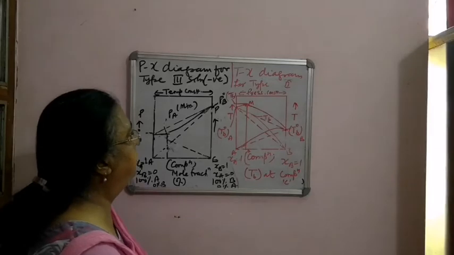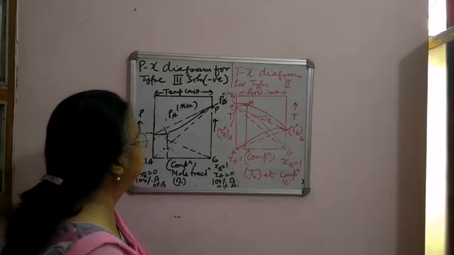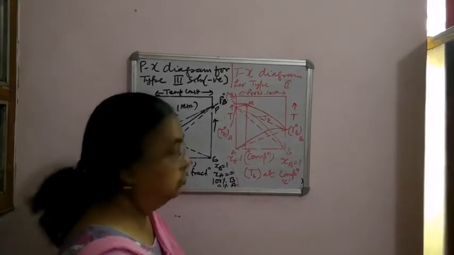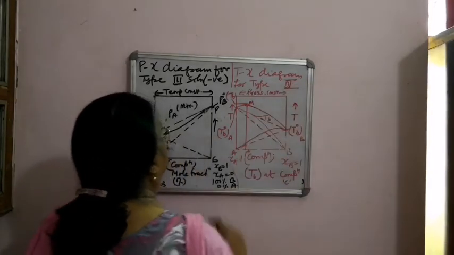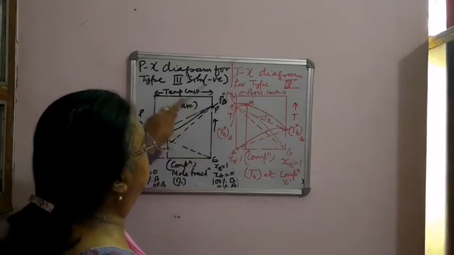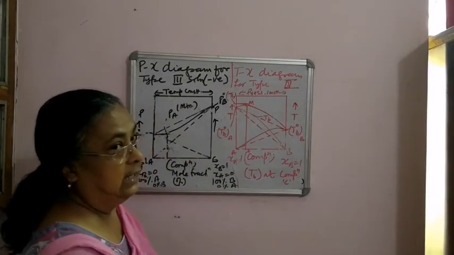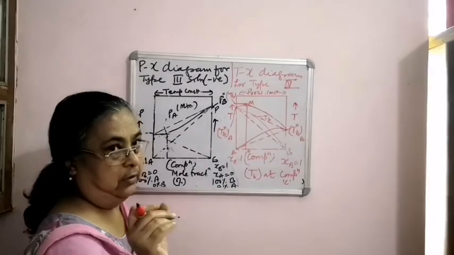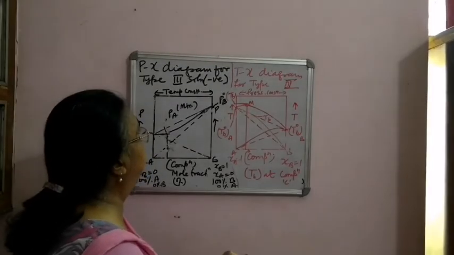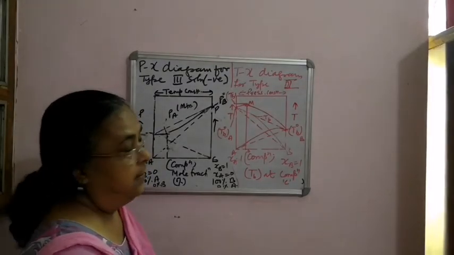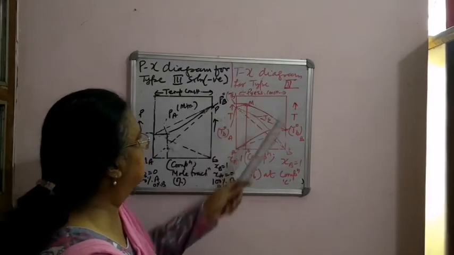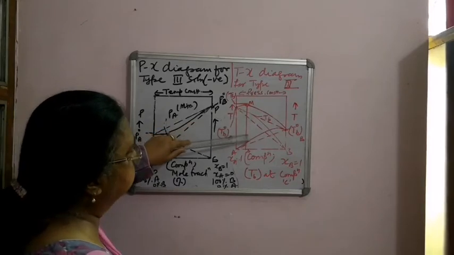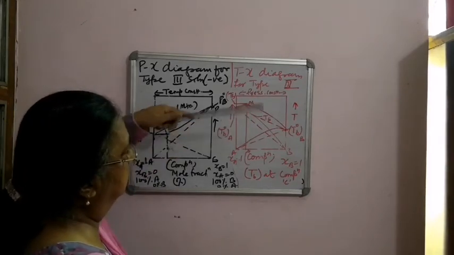Okay, so this was type 3, not type 2. Type 3 is maximum boiling, type 2 is minimum boiling, and type 1 is closer to ideal. So type 1 doesn't show any such point; only in type 2 and type 3 you saw a minimum in type 2 and a maximum in type 3. Minimum what? Minimum boiling point in type 2 and maximum boiling point in type 3.